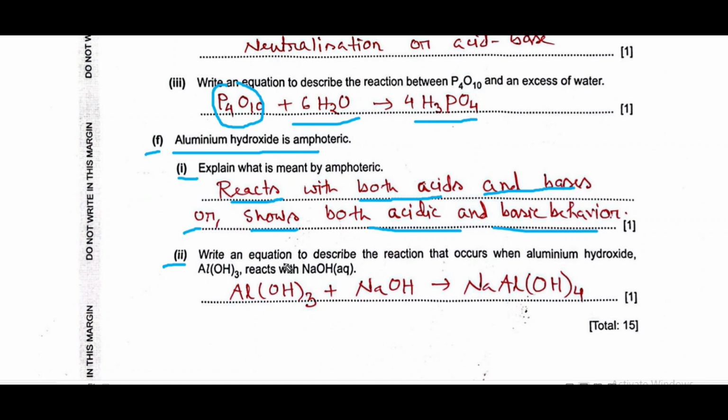Next, write an equation to describe the reaction that occurs when aluminum hydroxide reacts with sodium hydroxide. Aluminum hydroxide reacts with alkali to form a complex salt, sodium aluminate, NaAlO2. Sodium aluminate.